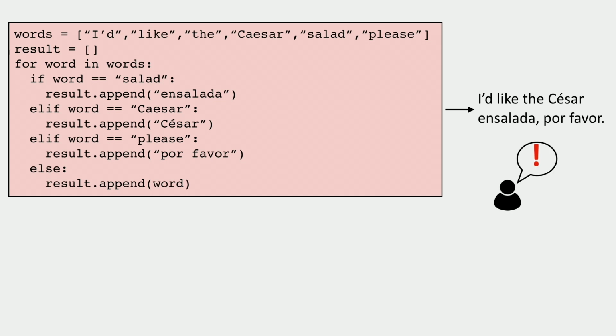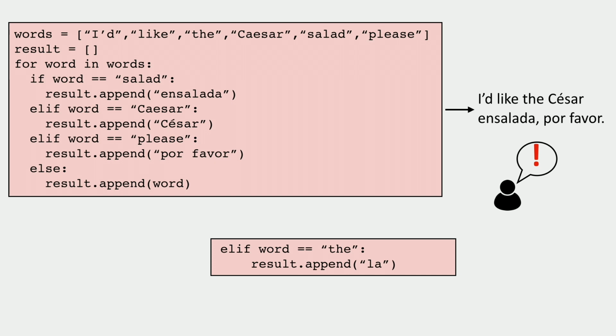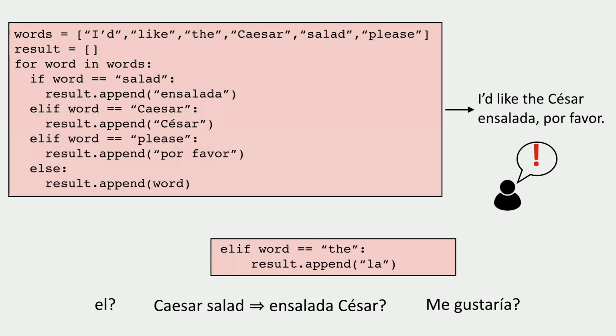OK, so we look at this and we're like, oh, man, I messed up. I didn't do this right. I forgot to translate the word the. So let me go quickly add that back in, and we'll append la for the. But this actually isn't always right, because the doesn't always translate as la. And we also should have translated Caesar salad as ensalada César rather than César ensalada. And we didn't even get to I'd like or me gustaría.